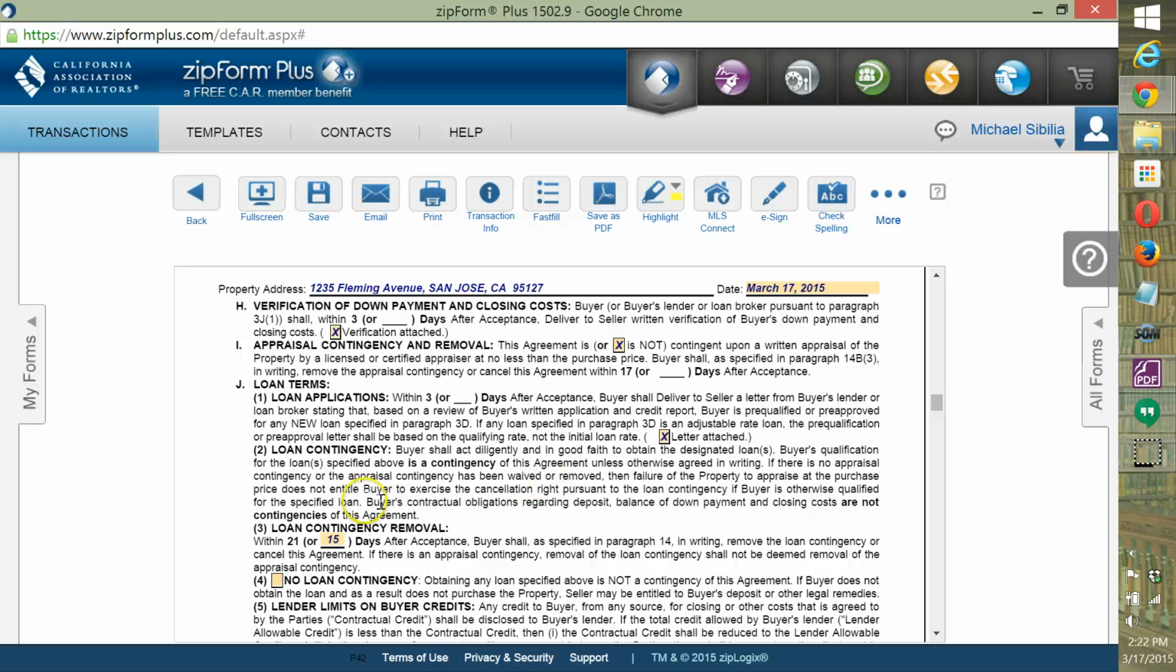So look at this. Buyer's contractual obligations regarding deposit, balance of down payment, and closing costs are not contingencies of this agreement. You see that? So I don't have enough money to close is not a way to get out of the contract. I've got a case like that right now. I don't know what the heck to do.